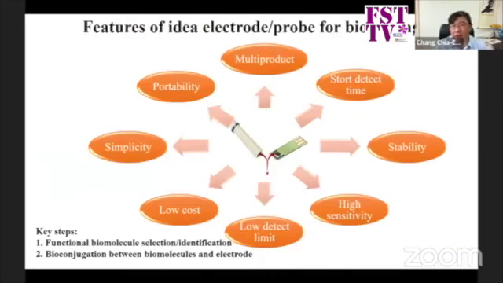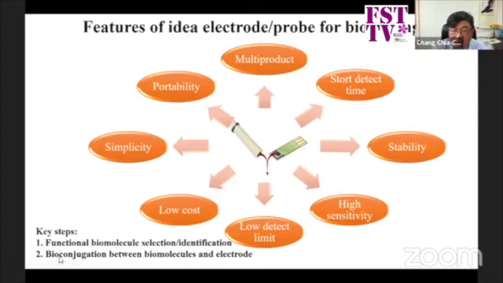Okay. For the biosensor, the electrode or the probe will be important. In general, similar to blood sugar test chips or the gold electrode, people think that they need a short detection time, they are stable, their sensitivity is high, their detection limit is low, their cost is low, and they can be simply operated and of course are portable. But the key step is that we have to find some functional biomolecule and then immobilize it on the electrode.